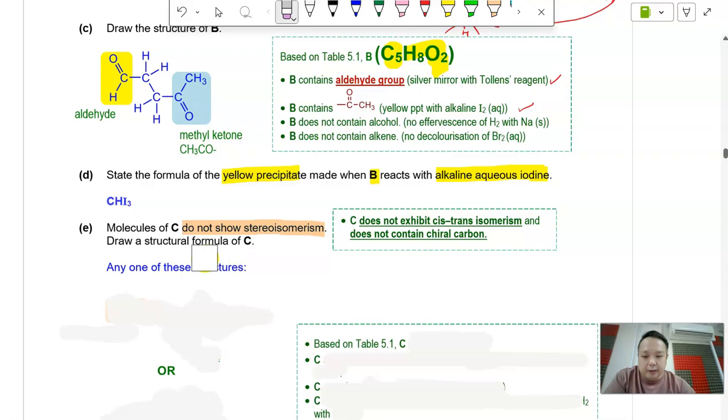The molecules of C do not show stereoisomerism. So stereoisomerism, recall, what does it constitute? It contains both cis trans as well as enantiomerism. Right, so cis trans isomerism and enantiomerism, what we can therefore conclude is that C does not exhibit cis trans isomerism and does not contain a chiral carbon.